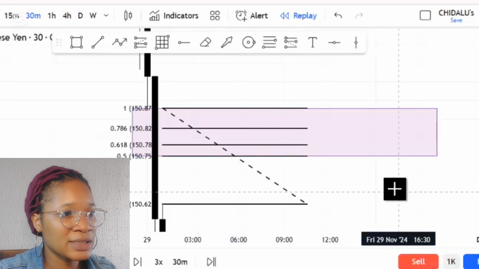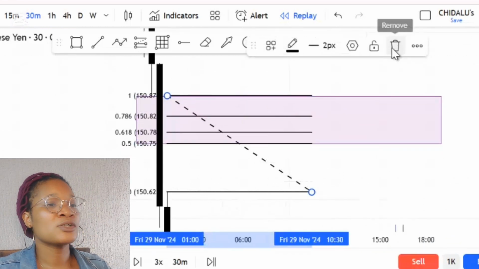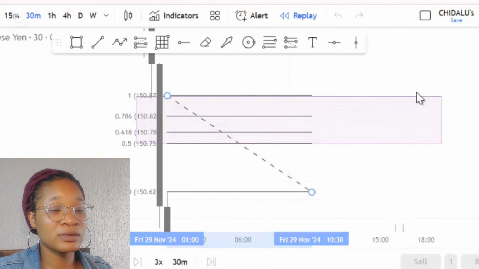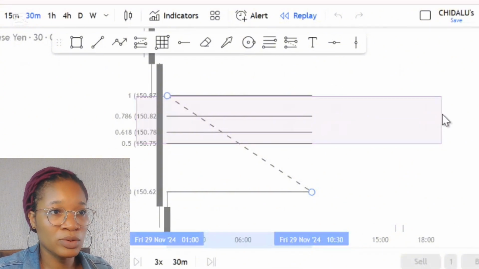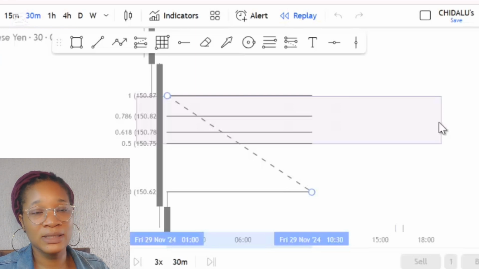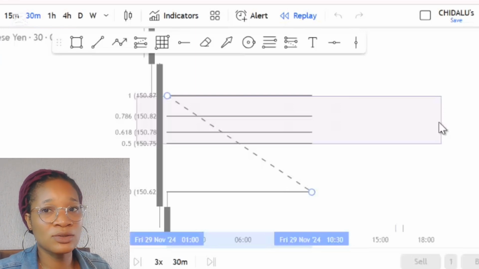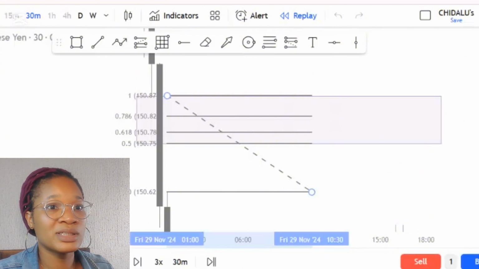You can see this is where the 50% started from. Okay, so I would be taking away the Fibonacci tool, and I'll be extending my rectangle into the future, so that whenever price gets into that zone, I'm able to key into it and sell from there.